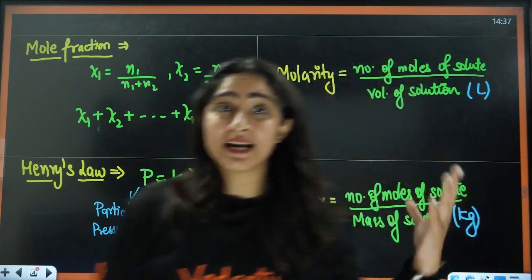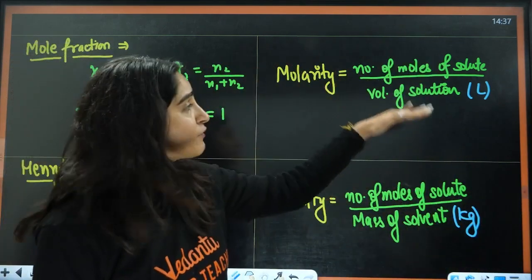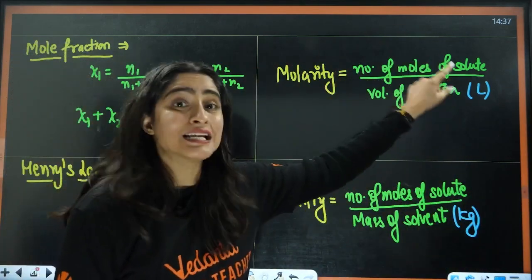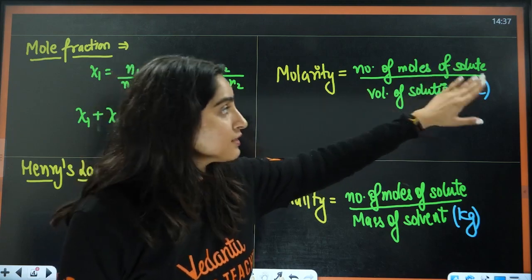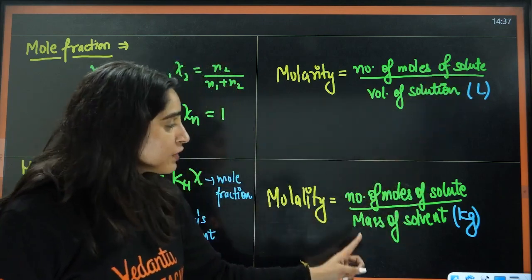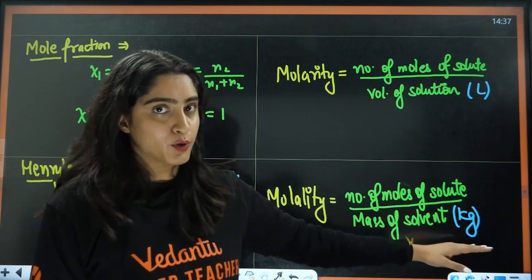Next, we have molarity, that is the number of moles of solute divided by the volume of solution in liters. Here units are very important. This is in liters. And for molality, we have the mass of solvent, that is in kilograms.